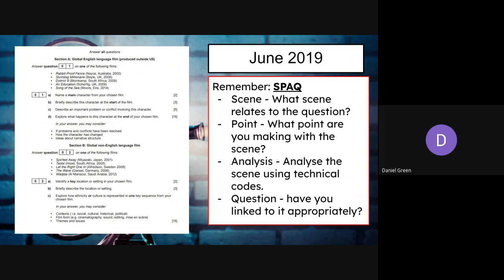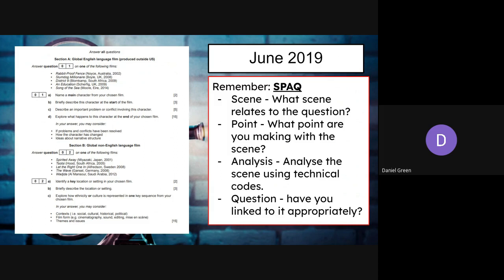Now, if I wanted to talk about narrative structure, I may want to bring in Propp or Todorov's theory, most likely Todorov's if we're talking about structure. Now, you may mention that it doesn't necessarily link exclusively to Todorov's, because Todorov applies best to linear narrative, and as we know, it's a non-linear narrative in Slumdog Millionaire. So you may want to talk about that.